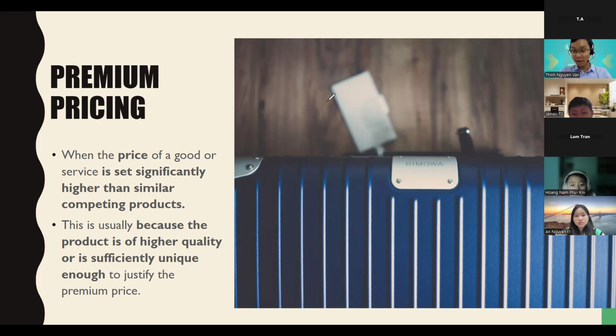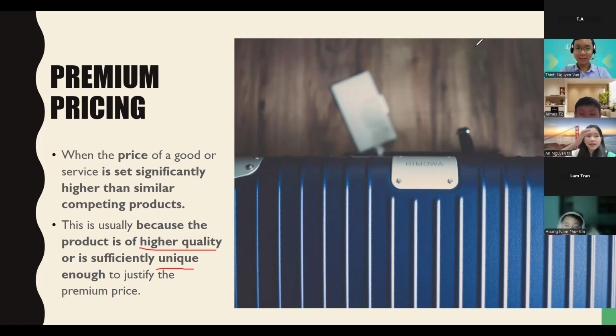Okay. Your example is correct, but you have to identify whether the price is higher because it has higher quality or because it's very unique. I think it's because it's very unique. Yes, that guy is a top YouTuber, so his product is unique. Okay, any other example, please? Yes, I'm thinking of the fashion industry. There are a lot of high-end brands like Gucci and Chanel, which have products with really high prices because they are unique.